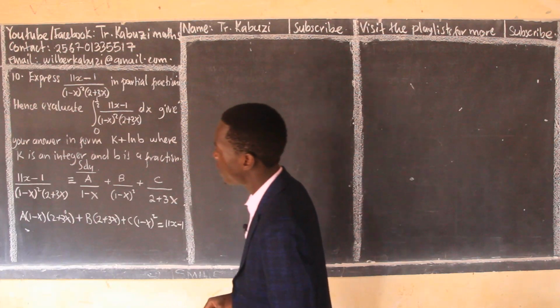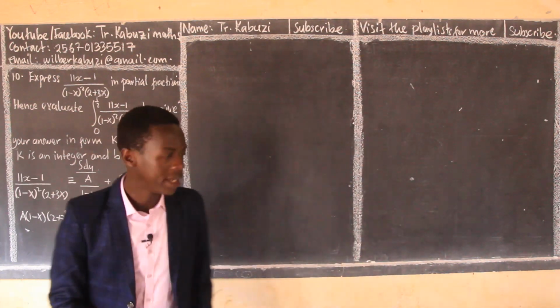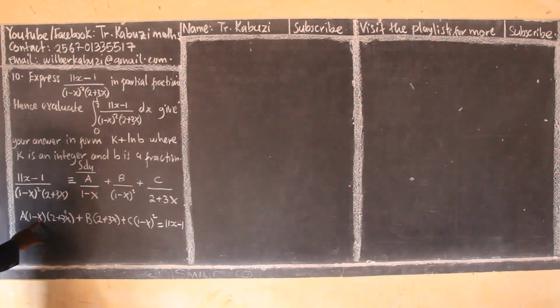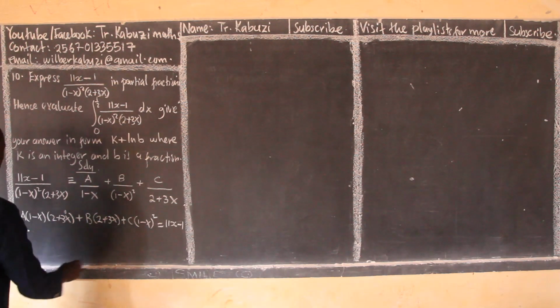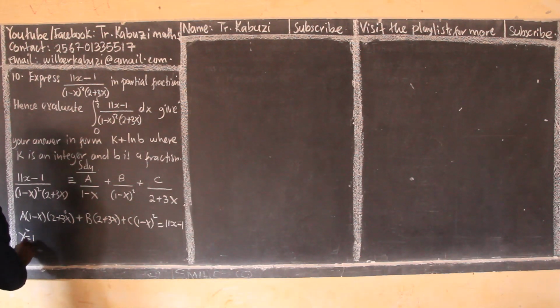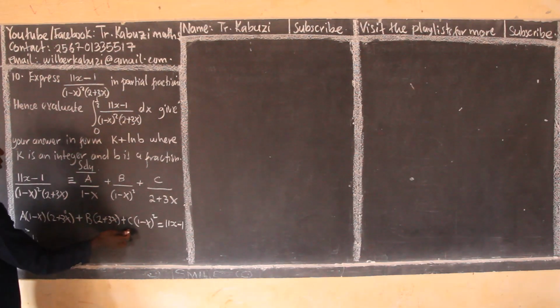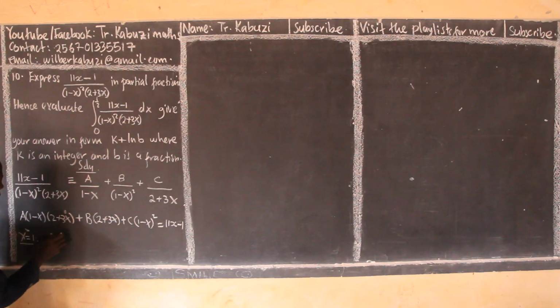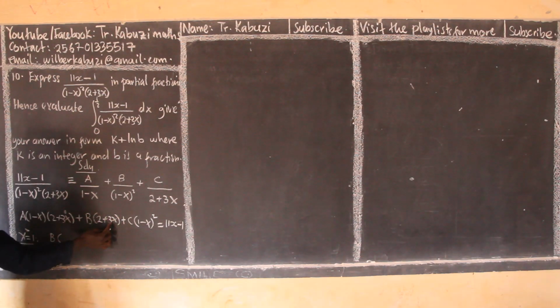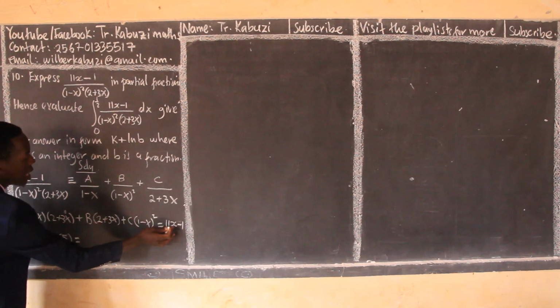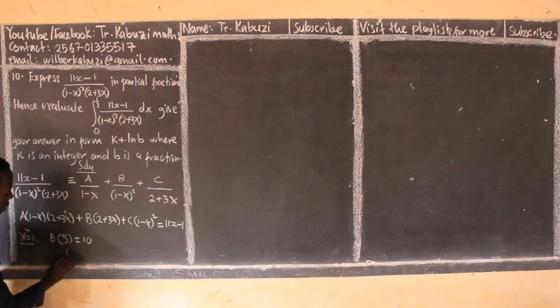Now the next step is to get the values of A and B. I can start by setting x to 1, then all of this will go, and this will go. So I set x as 1. When x is 1, this will go to 0, and this will go to 0. So I'll be having B into, this is 1, I mean 2 plus 3, which is 5, equals, this side I have 1 times 11, 11 minus 1, which is 10. So clearly, my B is going to be 2.